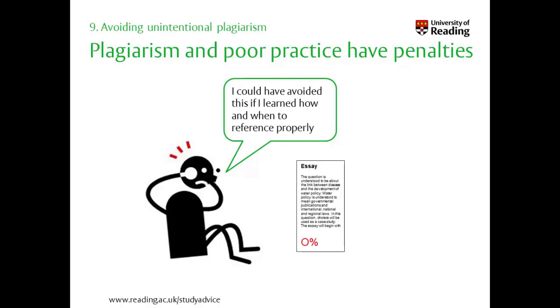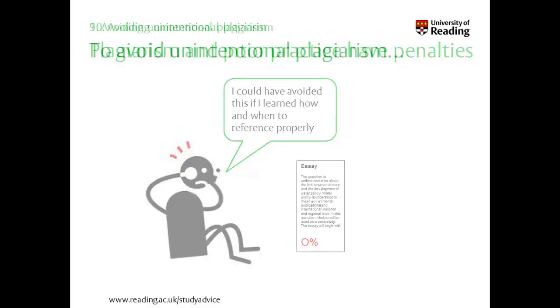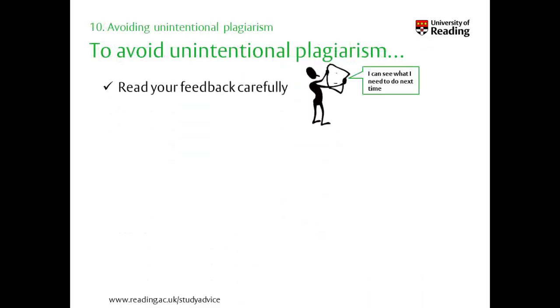The key to avoiding unintentional plagiarism is having good study practices. Read your feedback carefully. If your referencing has been criticised, find out what you're doing wrong and put it right before your next submission. If in doubt, ask someone such as your tutor or a study advisor for help. A second offence may be treated much more severely, even if it's for another marker.